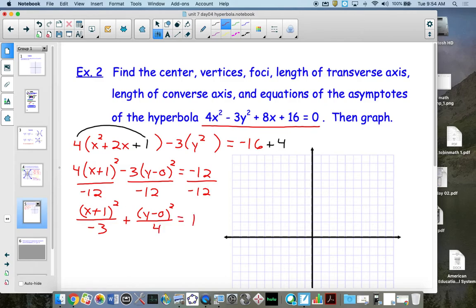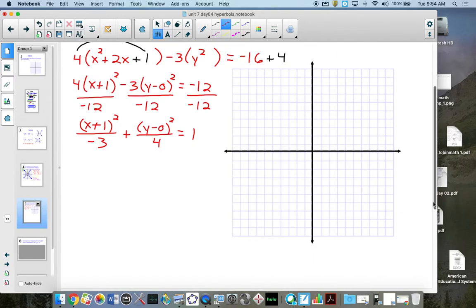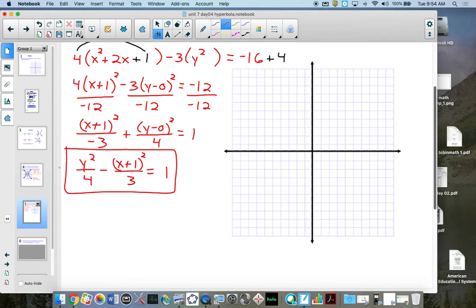Now that's pretty close. Notice we're supposed to have something squared minus something squared. So let's just put it in reverse order. So we got y squared over 4 minus x plus 1 squared over 3 equals 1. Now we've put it in standard form. And so we know the center is at negative 1 comma 0.